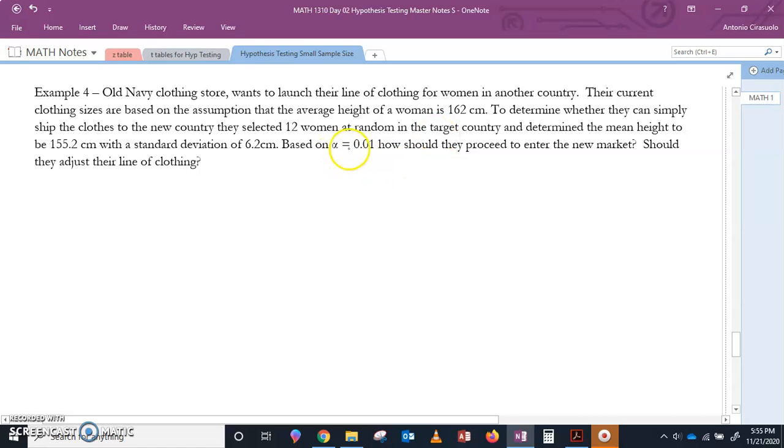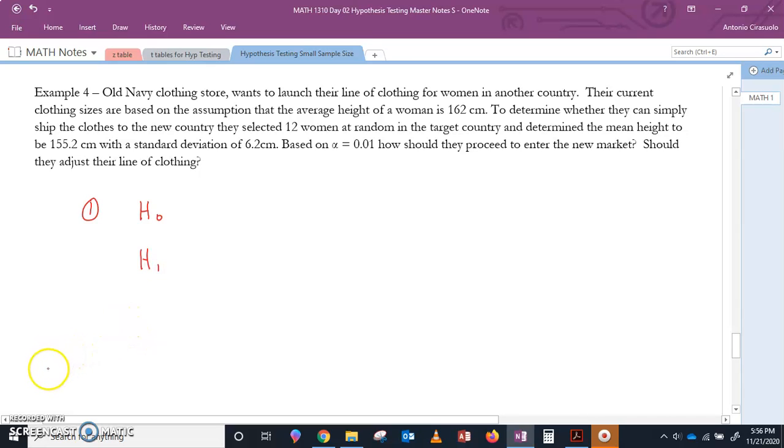Based on alpha equals 0.01, how should they proceed to enter the new market? Should they adjust their line of clothing? So this question is slightly different, but the idea is the same. We are trying to determine whether or not the mean is in fact 162 centimeters or not. So based on this information, let's first start off with our hypotheses.